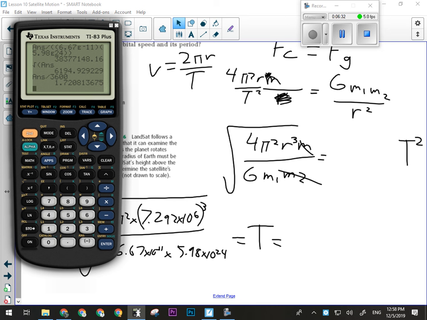Nor should I. So I'm just going to go 2 times pi times 7.292 E6, and divide that by the 6194. So it's moving at 7.40 times 10 to the 3 meters per second. Remember how we said that near the Earth's surface something would have to move at almost 8 kilometers per second? That's 7.4 kilometers per second. So it still has to move pretty fast.